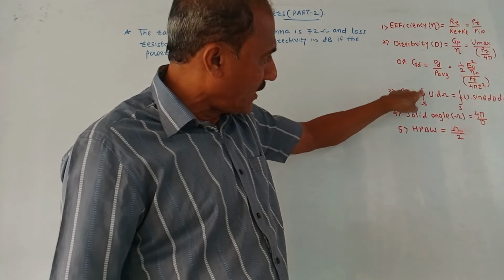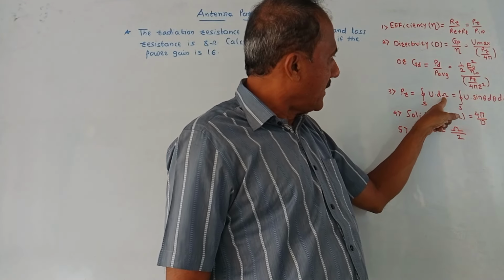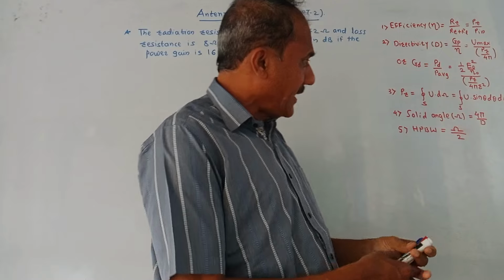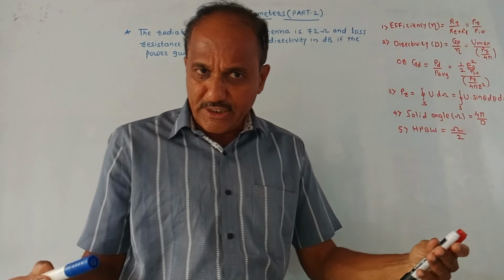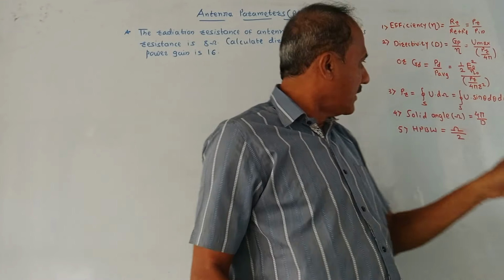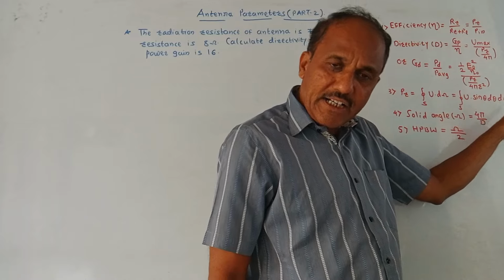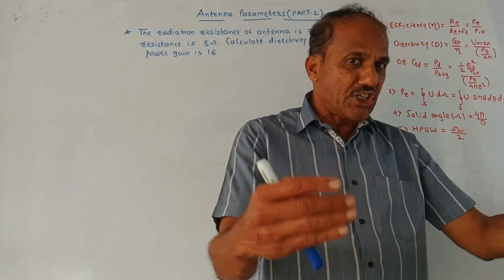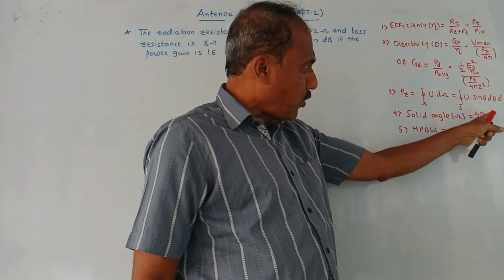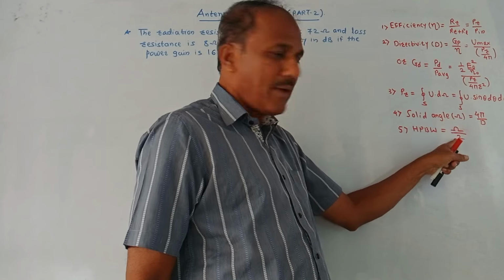Then radiated power is calculated using the formula closed surface integration of U. U is again radiation intensity. D omega. D omega is solid angle. So it is U into this. Do remember the equation of solid angle d omega. We are using spherical coordinate system. Actually, d omega is ds, that is differential surface area, divided by r square. So I've written the direct equation of d omega. It is sin theta d theta d phi if you are talking about radial direction and if you are using a spherical coordinate system. Then solid angle omega is 4 pi upon D. D is the directivity. HPBW, half power beamwidth, is omega upon 2.